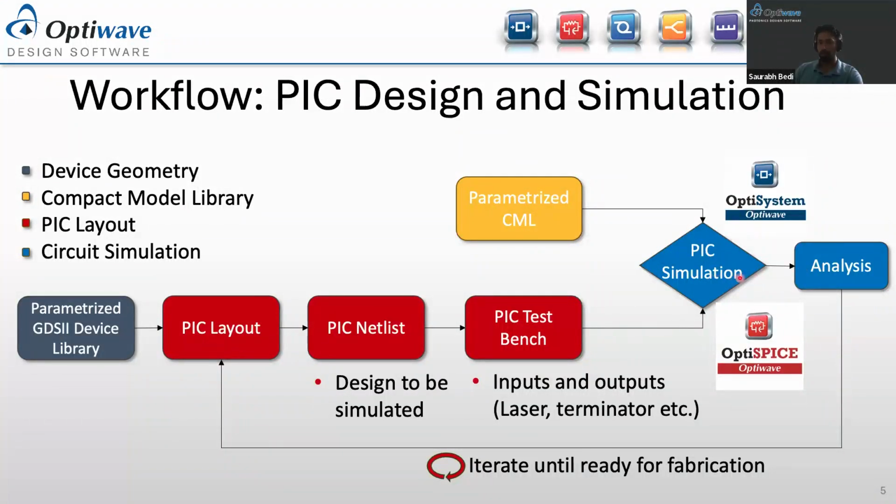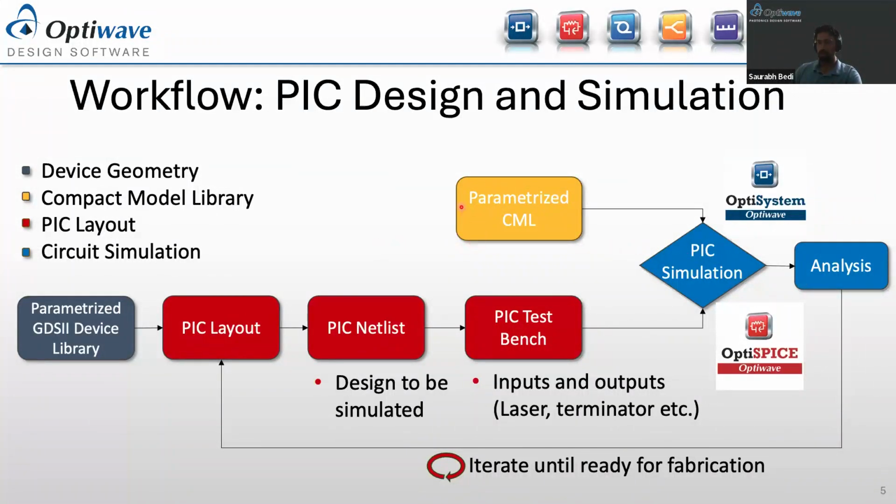Now, if your PIC is performing as per your target, then that's good. If not, you can iterate over it, resimulate your structure, build the mask layouts, and go through this process again until your PIC output metrics are optimized and ready for fabrication.